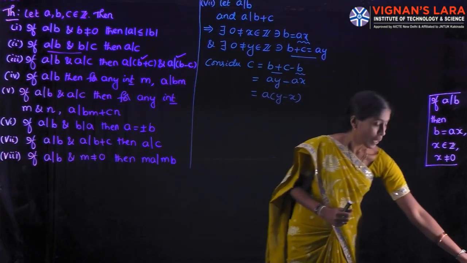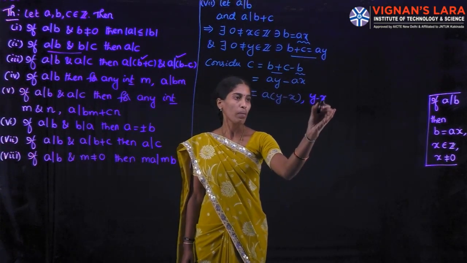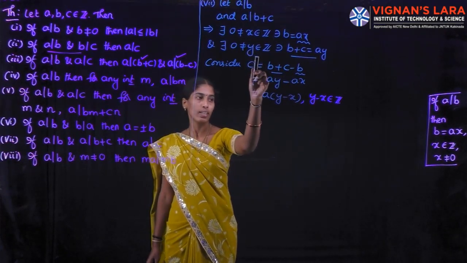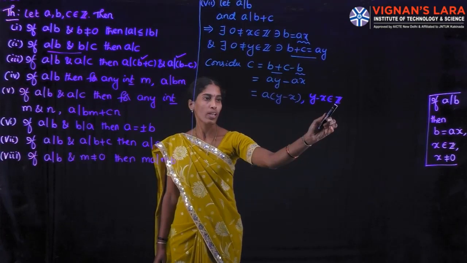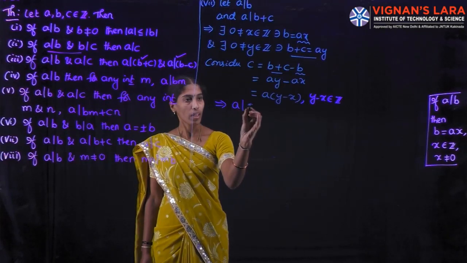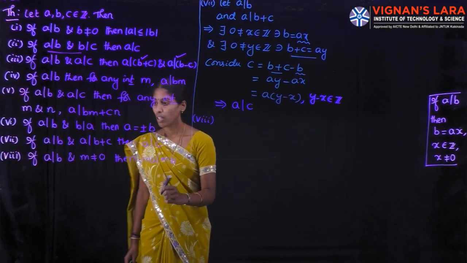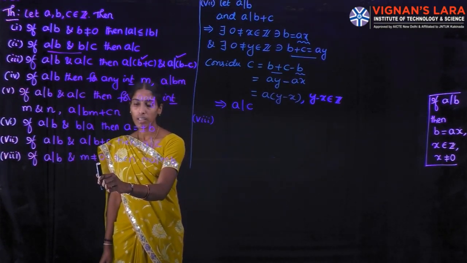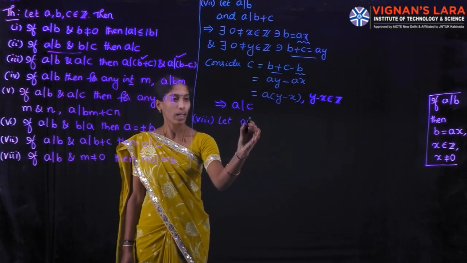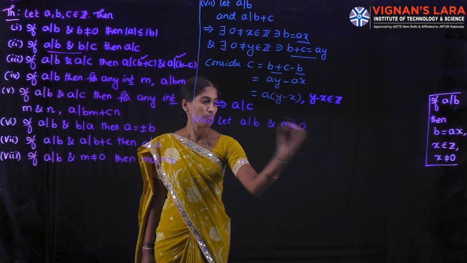Right? So C is a multiple of A since Y minus X is a non-zero integer, because both Y and X are integers. Y minus X is also an integer. This implies C is a multiple of A, therefore A divides C. Now the last one. If A divides B and M is not equal to 0, then MA divides MB. So let us assume that A divides B and M is not equal to 0.